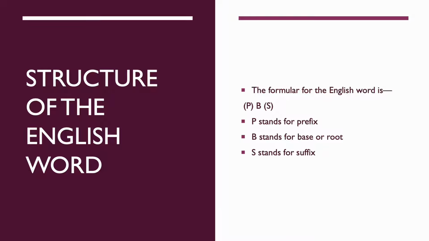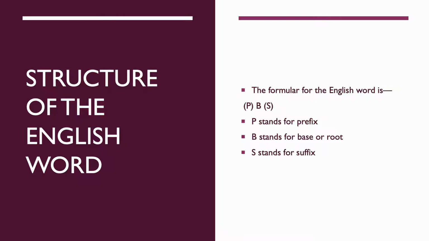Now, from what we have said so far, you can see that there is a structure in the English word. So you can have the formula for the English word as PBS. Now, P is in brackets, B without a bracket, and S is in brackets. Any item in brackets is optional, while items that are not in brackets are obligatory.